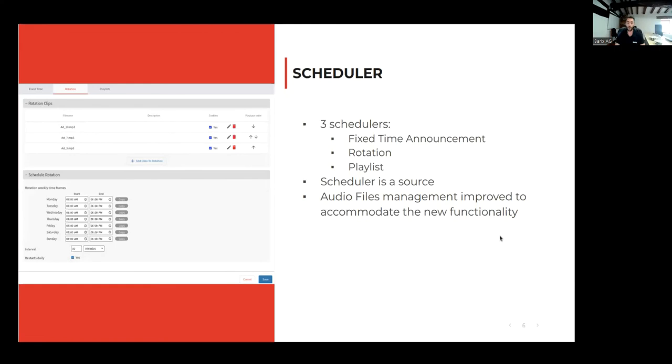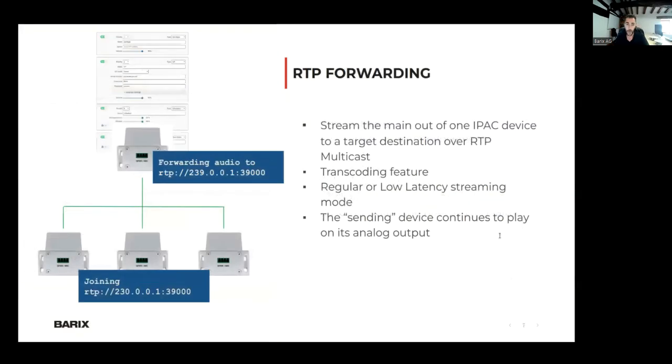This was the first major feature of the IPAC version 2.9. The second one is the RTP forwarding. Very interesting. Since we introduced the scheduler, we wondered ourselves, okay, now we have a unit capable of scheduling any sort of message, assets, playlist. So theoretically, one single unit can already cover an entire use case, for example, a retail store.